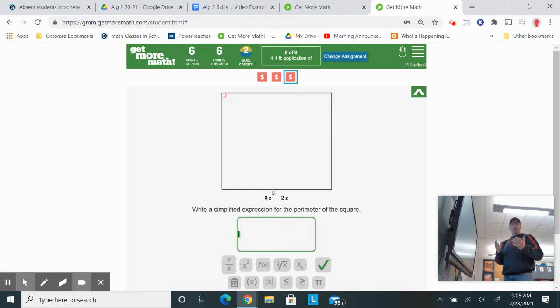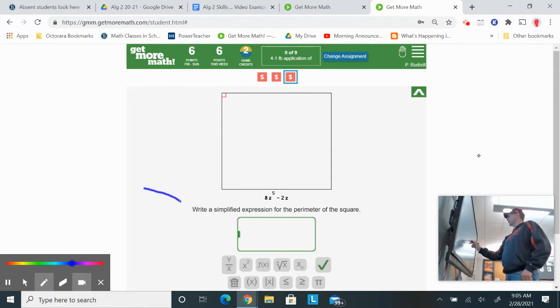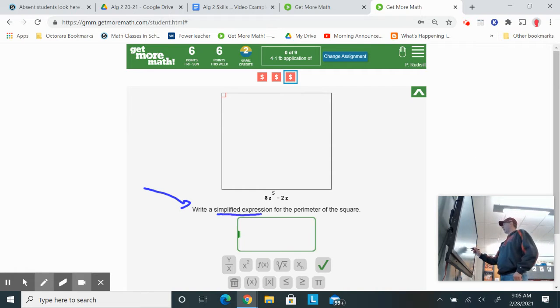So here's a video we all been waiting for. This is where we apply operations with polynomials. And we're not going to do division yet, but it could be addition, it could be subtraction, or it could be multiplication. Our first example is talking about writing a simplified expression.